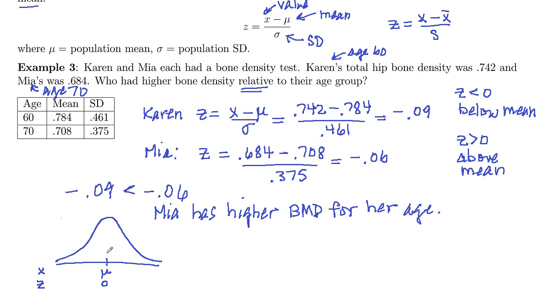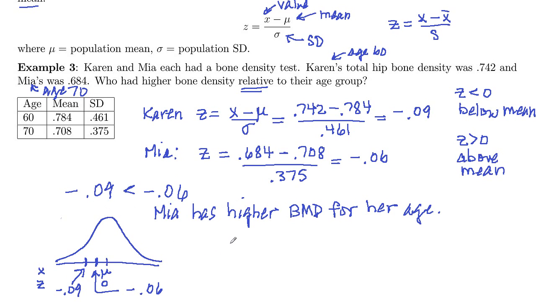So Maya's z-score, negative 0.06, would be about right here. And then the negative 0.09, that's going to be to the left. This is negative direction and positive direction. So this one is the negative 0.06, and this one is the negative 0.09. They're both below the mean, but this is 6/100ths of a standard deviation below the mean. This is 9/100ths of a standard deviation below the mean.